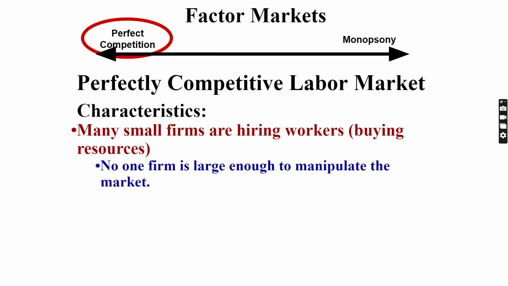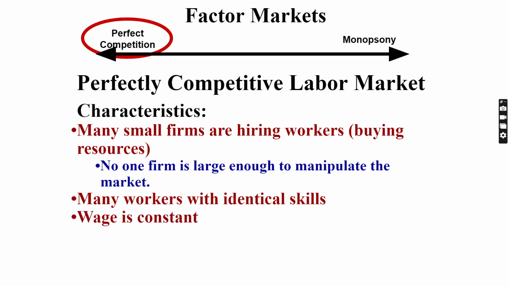And so what this means is that no firm is large enough to manipulate the market, right? They're all going to be competing for labor. They're all going to be competing for the same pool of workers, you could say, and that makes it perfectly competitive. There are also many workers with identical skills, right? So lots and lots of workers in the market, and they all have pretty similar skill sets. And the wage is going to be constant or perfectly elastic, and you will see that in a moment when we draw the model for the firm.